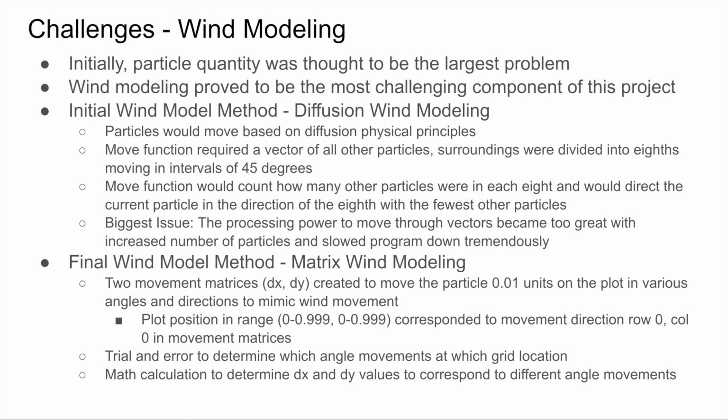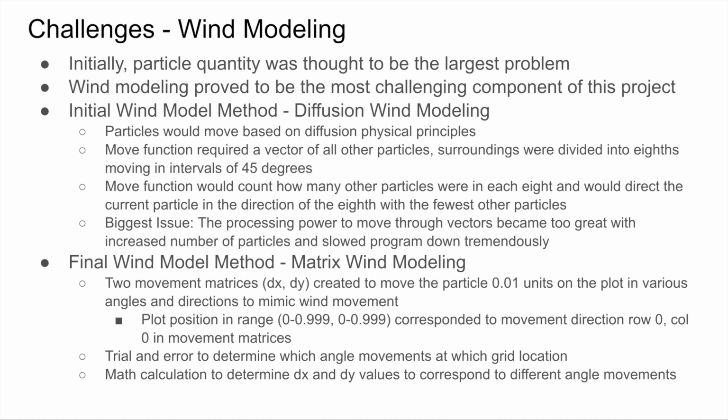A diffusion model was first employed, where the space surrounding the particle was split into 8 sections of 45 degrees. The number of particles in each eighth was counted, and the particle in question moved to the eighth with the least number of other particles. The issue with this method was that processing power did not allow for there to be enough particles generated at a time, and it would significantly slow down the animation. In addition, diffusion dynamics is not necessarily the most accurate way of representing wind.